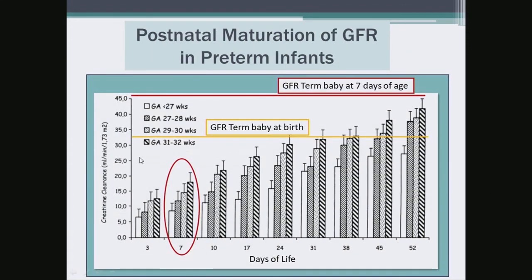Another way of displaying this is to look at babies at day 7 of life, over here in this red circle, and compare the GFR for preterm babies to a term baby at birth and a term baby at 7 days of age. And you can see that even with this gradual increase in GFR, it still remains below term for at least 2 weeks.